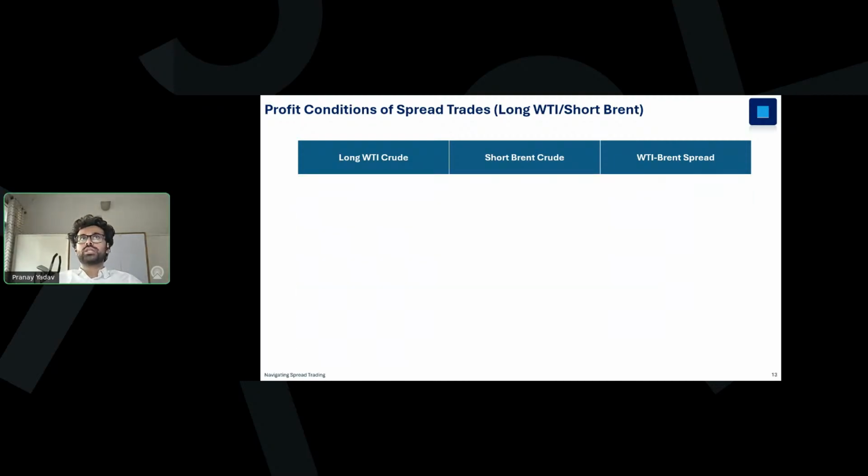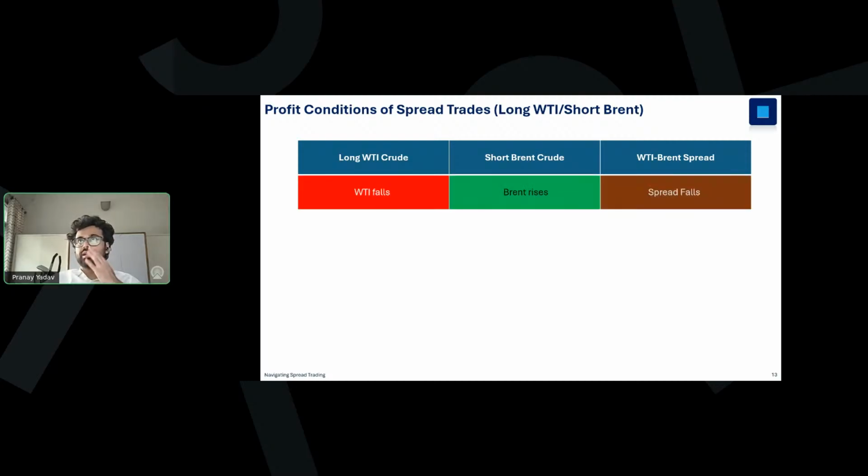Let's delve into some of the loss conditions, though, because it's important to cover both sides of the picture, right? As you'll probably understand as I walk through each of the scenarios, these scenarios are basically polar opposites of the scenarios that we saw in the previous slide, which means that in this case, WTI prices are falling, Brent prices are rising. Clearly, in this more straightforward scenario, the spread would fall, right? We were long WTI, we were short Brent crude. Because both of those positions have moved against us, the spread is falling, and a spread position in this case would be loss making.